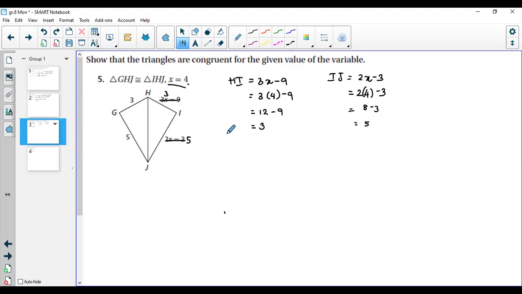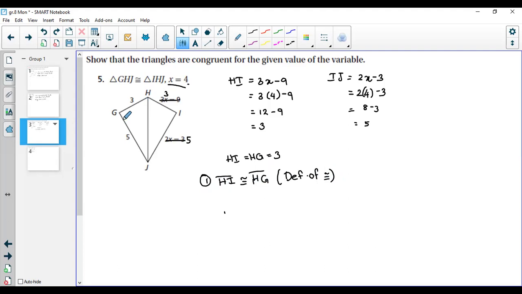So let's start writing the proof. First start with the side. Say that HI is equal to HG. The measurement of both of them is 3. That means I could say HI is congruent to HG, right? Because of what? Because of the definition of congruence. This is my first statement.